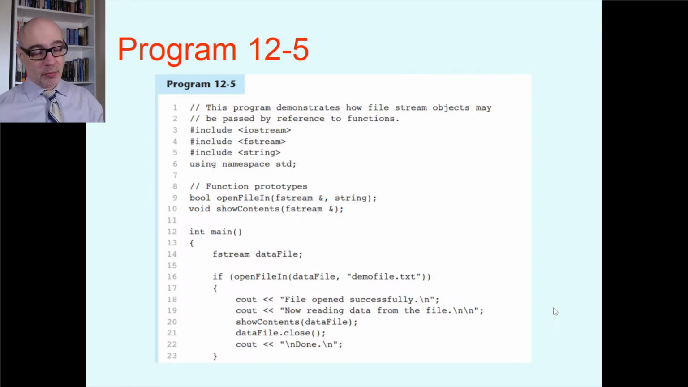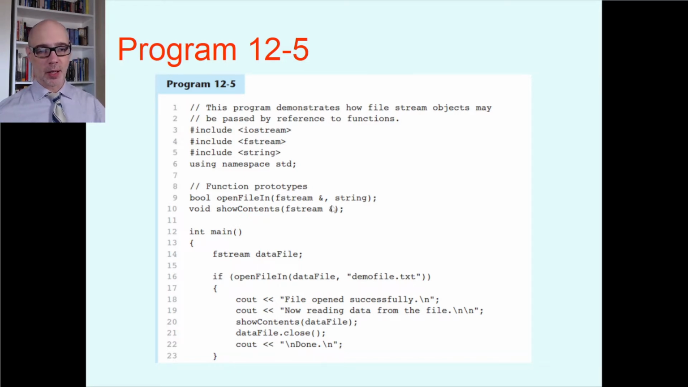So here's an example of that, passing file stream objects into functions so that every function does one little thing. This program demonstrates how file stream objects may be passed by reference to functions. So of course, we're including the fstream library as usual. And on line 9, there's a prototype for a function called openFileIn. So clearly a dedicated function that just opens a file for input. That's all it does. And as you can see here, it takes an fstream reference for the file stream object to be opened, and a string parameter here that I think is going to be the file name on the drive.